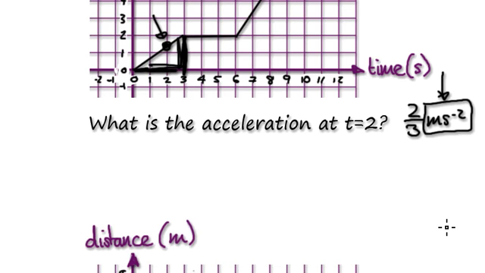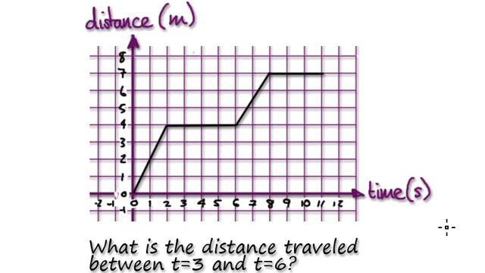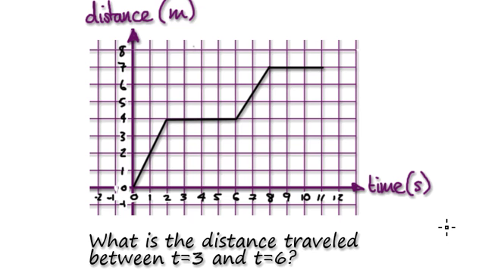Okay, next question. Given the distance time graph, what is the distance traveled between t equals 3, so that's here, and t equals 6? Okay, so press pause and have a go.